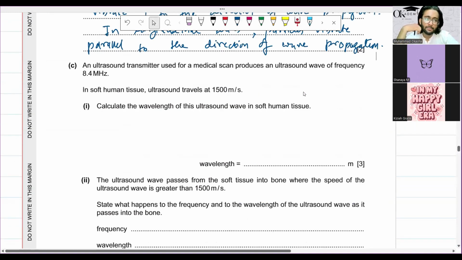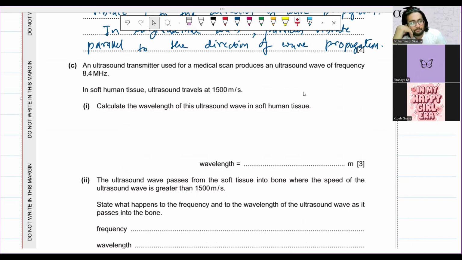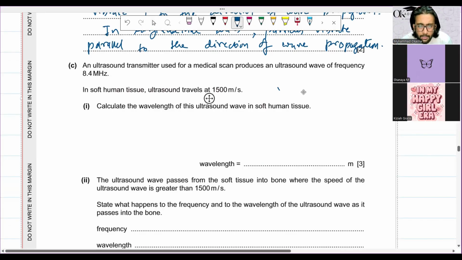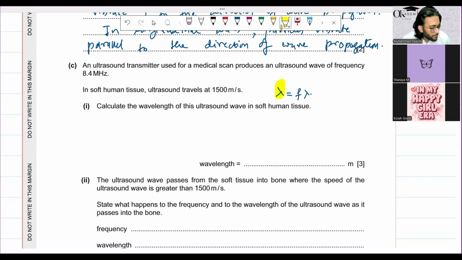Next, an ultrasound transmitter used for a medical scan produces an ultrasound wave of frequency 8.4 megahertz. In soft human tissue, ultrasound travels at 1,500 meters per second. Calculate the wavelength of the ultrasound in soft human tissue. Well, should be simple because we know the wave equation, and that is v equals f lambda. We don't even have to rearrange the equation because lambda is already the subject.